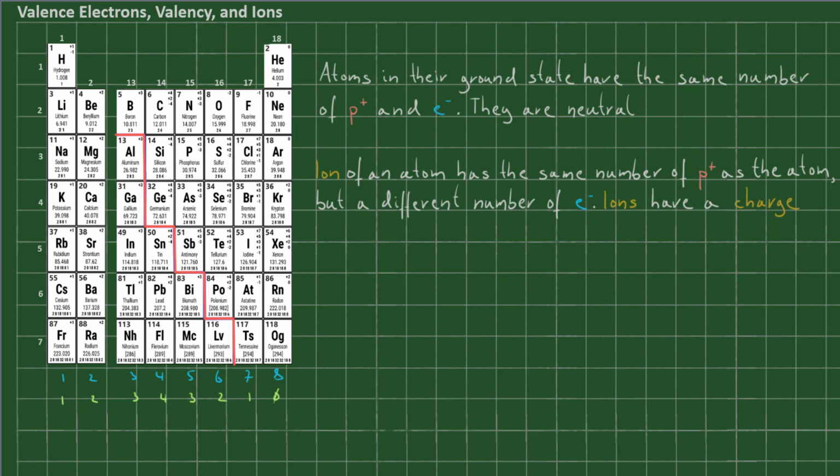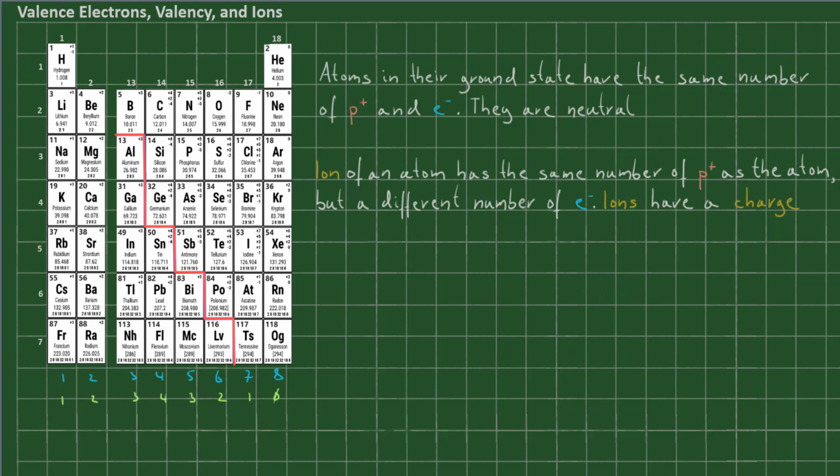In other words, the number of particles that carry a positive charge is not equal to the number of particles that carry a negative charge. Ions are not neutral. They will have a charge. For example, an atom of sodium has 11 protons and 11 electrons. An ion of sodium will still have 11 protons, but only 10 electrons. In other words, there are more positive charges than there are negative charges.